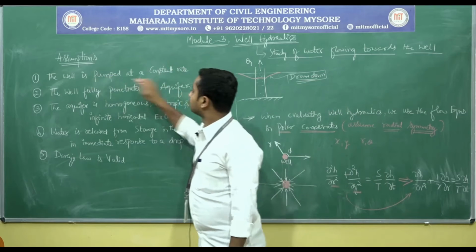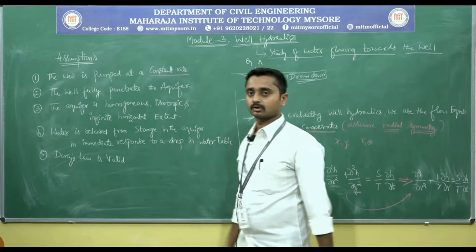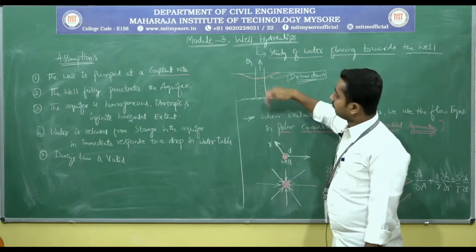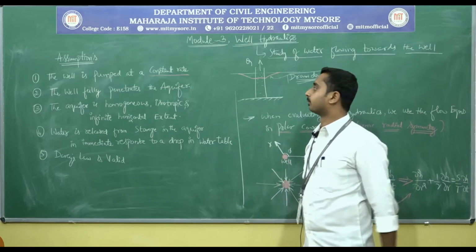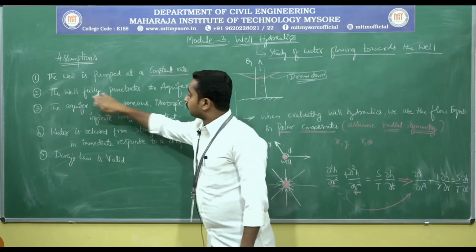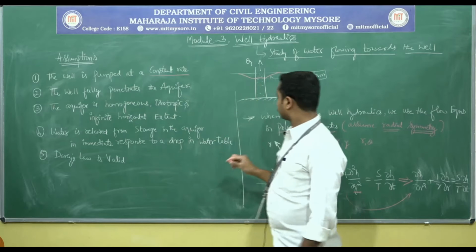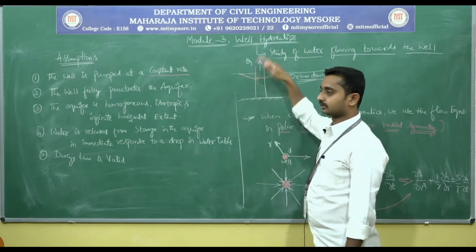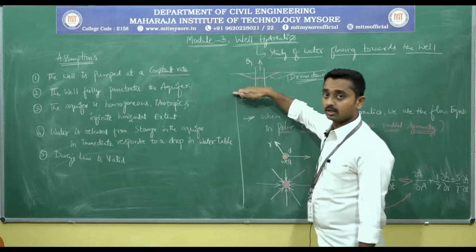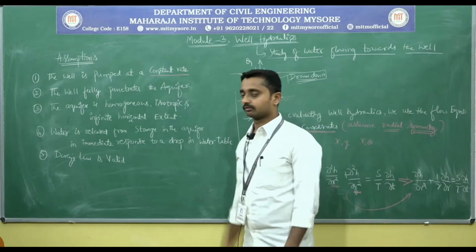Assumptions: the well is pumped at a constant rate, not with variations. The well fully penetrates the aquifer. If this is the impervious layer, the well fully penetrates, not just up to here or here.